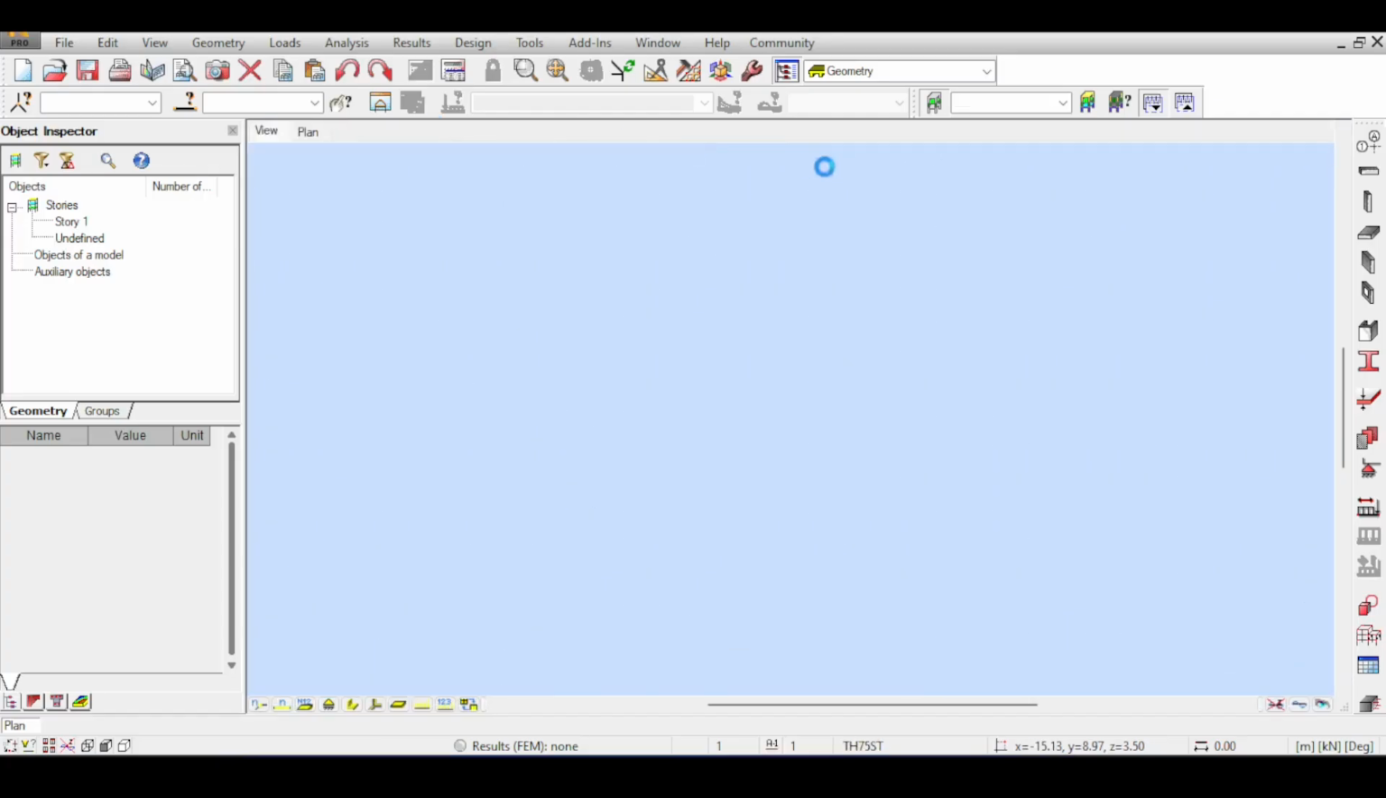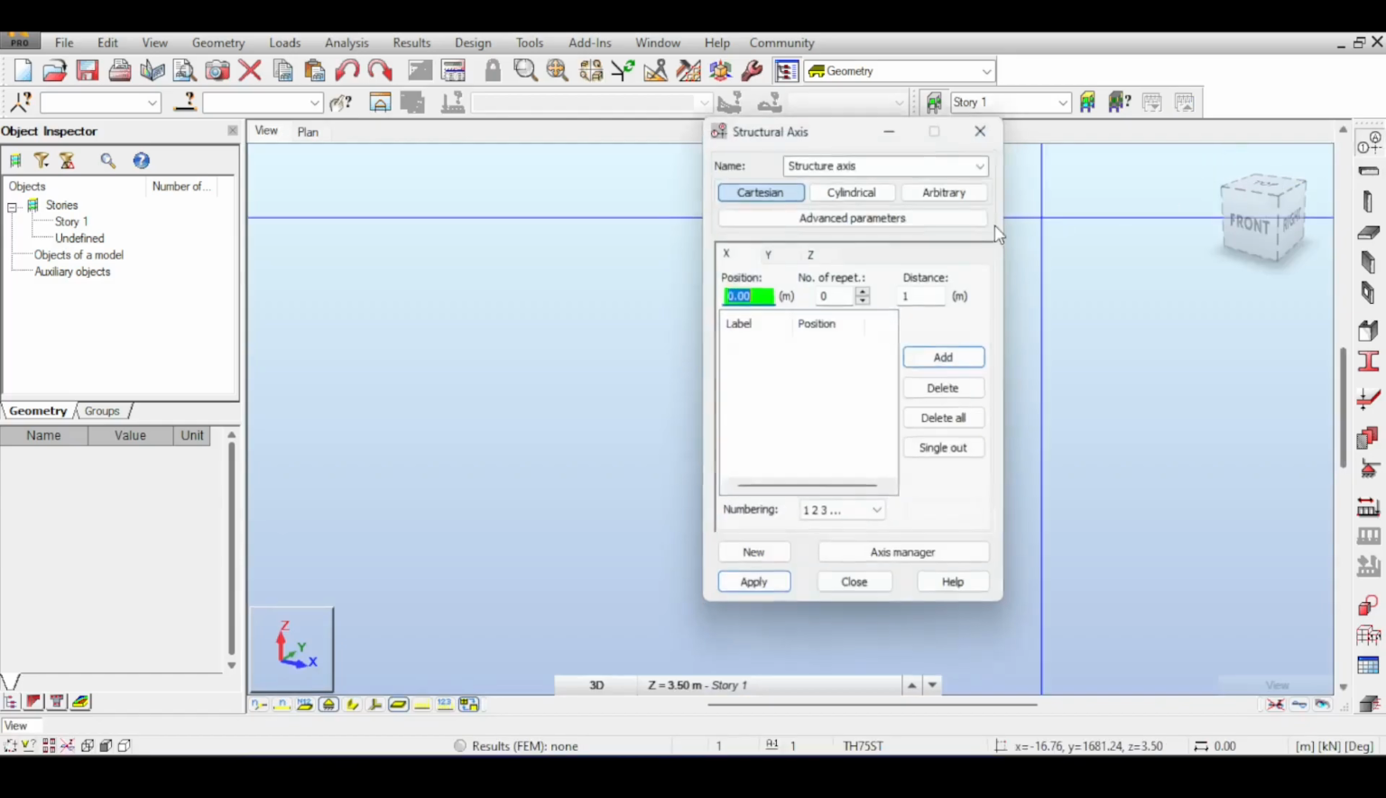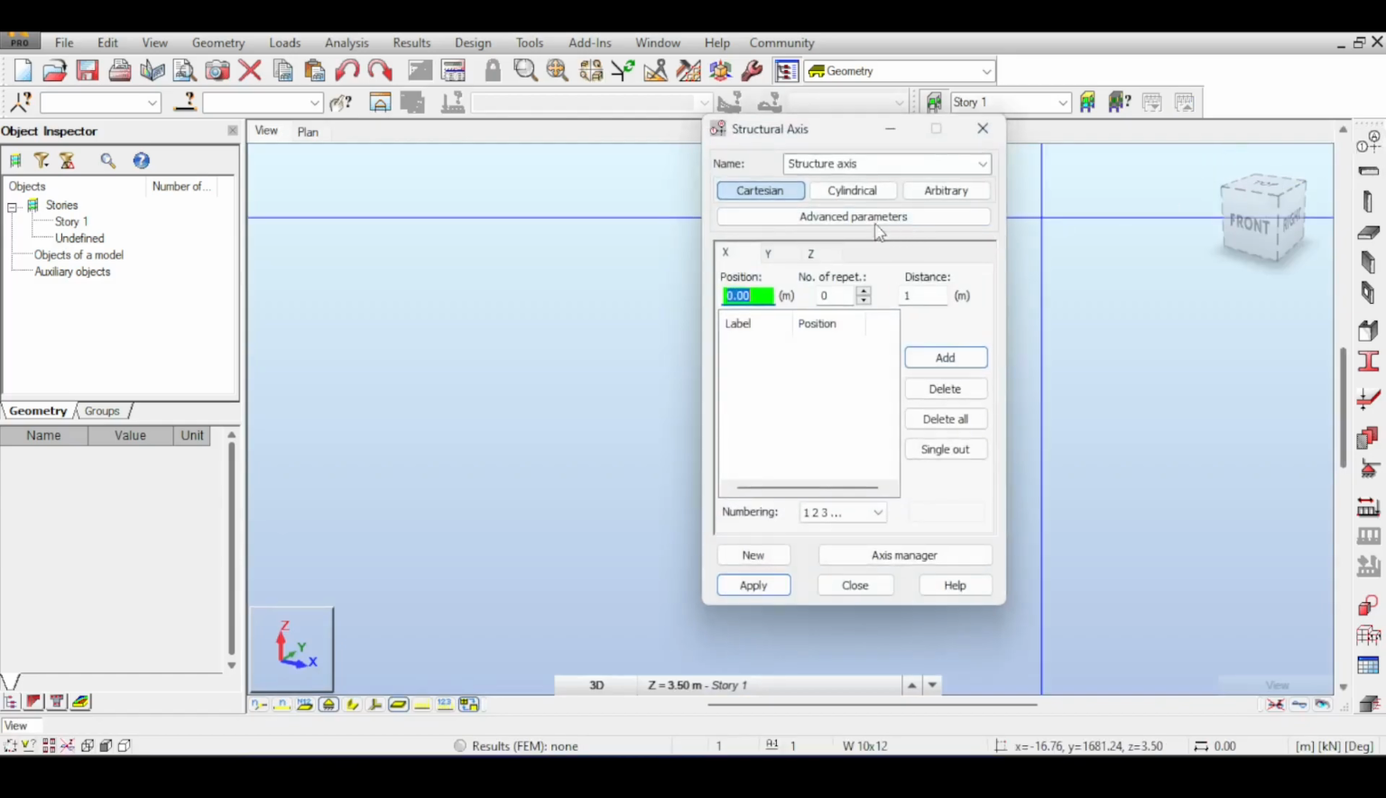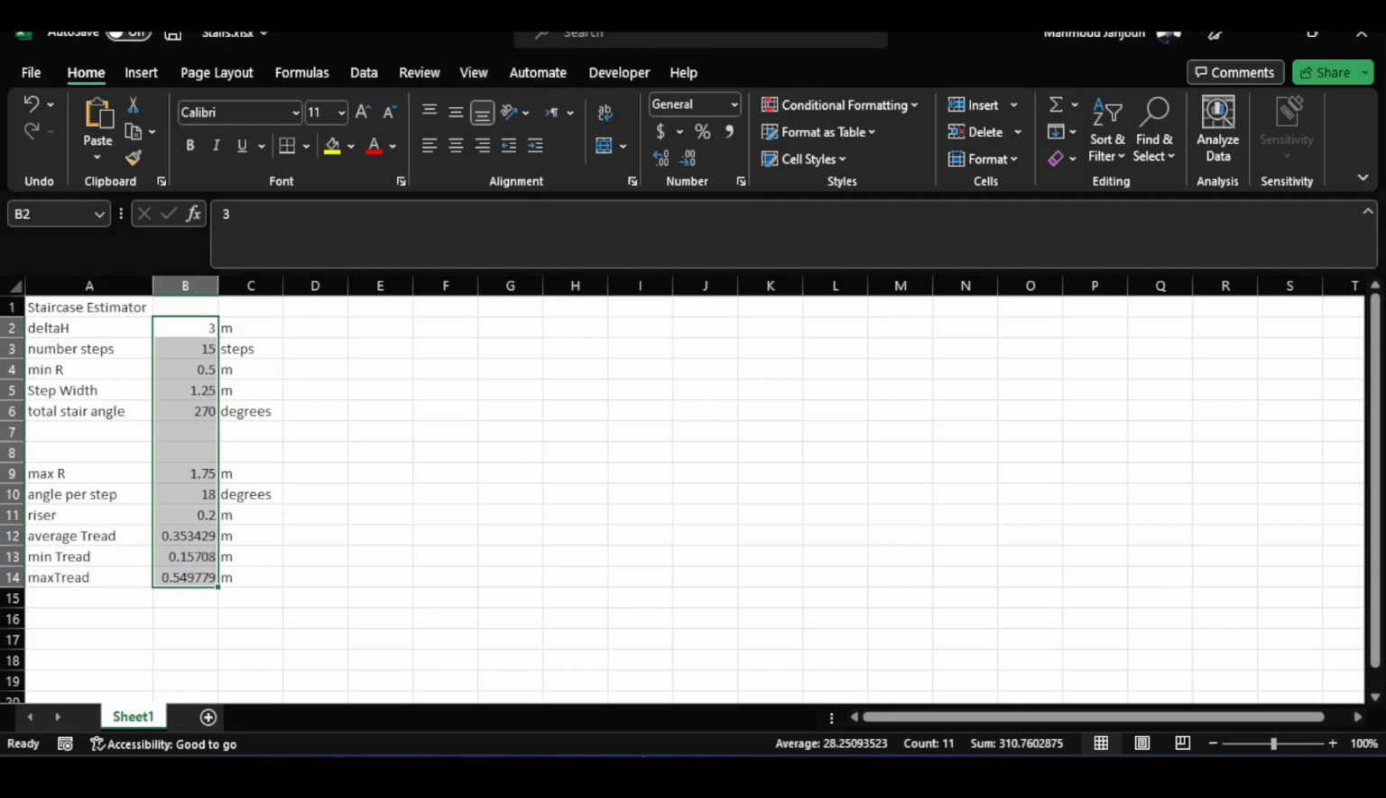All right, so starting with this, I will go to my view, open my structural axis, and this time I'm accessing the cylindrical structural axis because I want to have cylindrical axis, not Cartesian axis. So, okay, my 0 is basically my 0 position. My inside radius is 0.5 and my outside radius, I think it was 1.25, so 1.75.